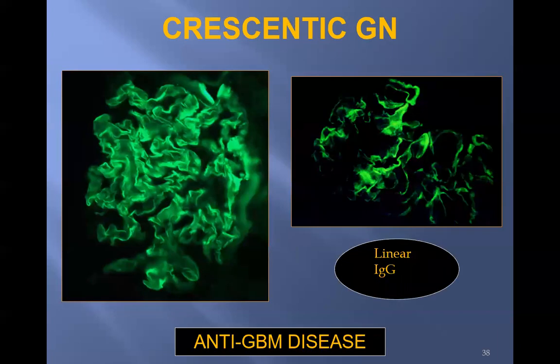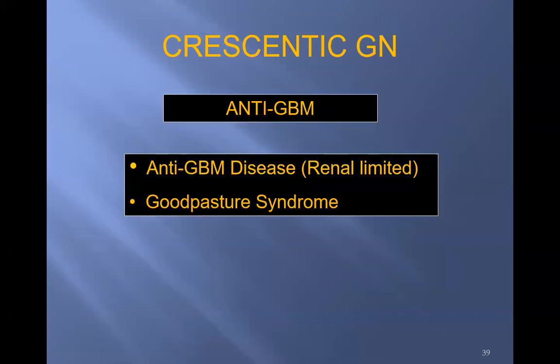Now, anti-glomerular basement membrane, you see, this is immunofluorescence, a very linear type of deposit, very shiny, not granular, right? So this is linear IgG, which you see in Goodpasture syndrome. It is anti-glomerular basement membrane disease, which is limited to the kidney only in 30% of patients, who will show only renal involvement. The remaining patients will show Goodpasture syndrome.